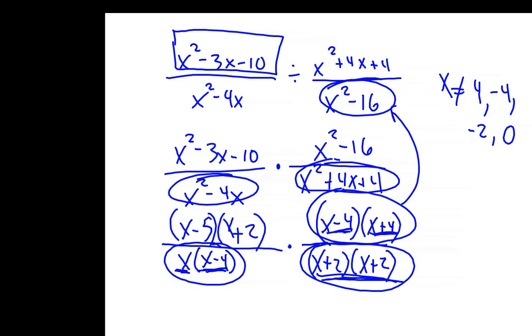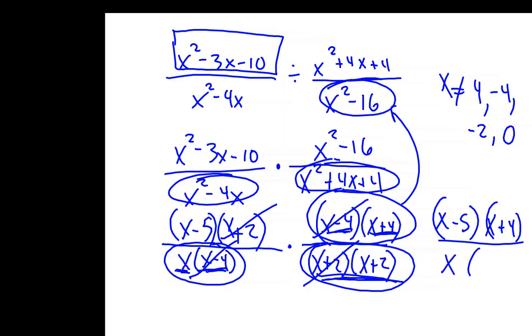Now, can I cancel anything? The x plus 2, one of them. Okay, what else? An x minus 4 will cancel. What else? That's it. So final answer, what's left? There's an x minus 5 and an x plus 4 still left in the numerator. There's an x and an x plus 2 left in the denominator with all of these restrictions.